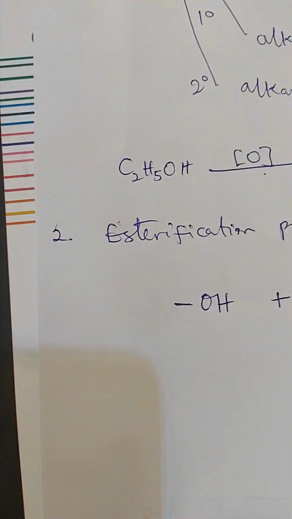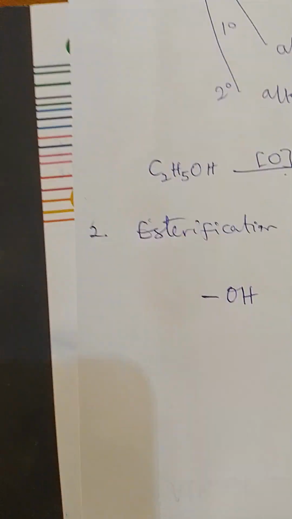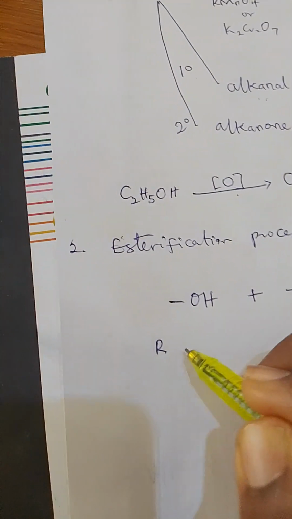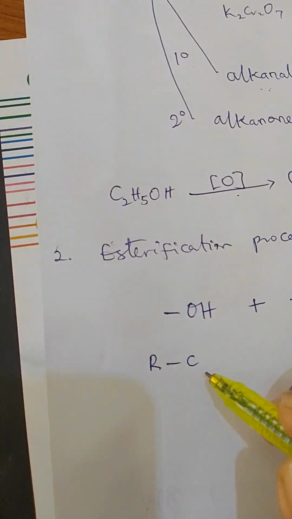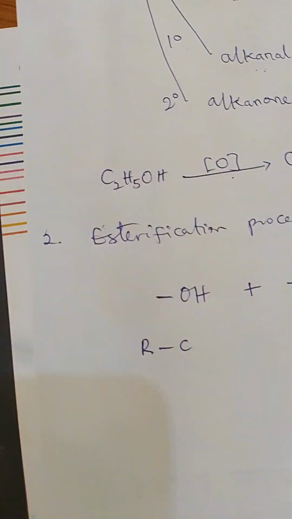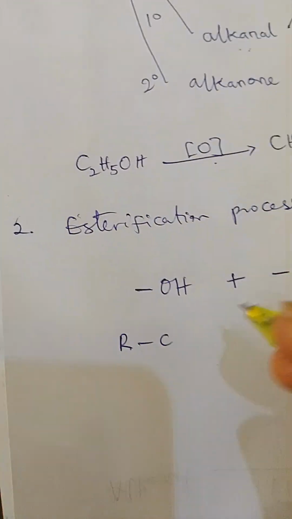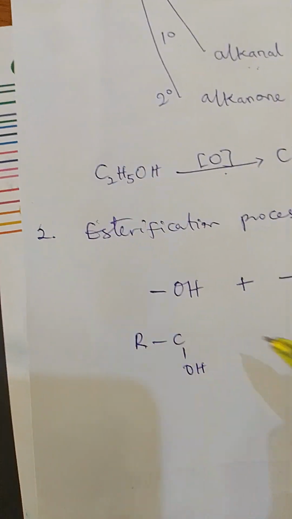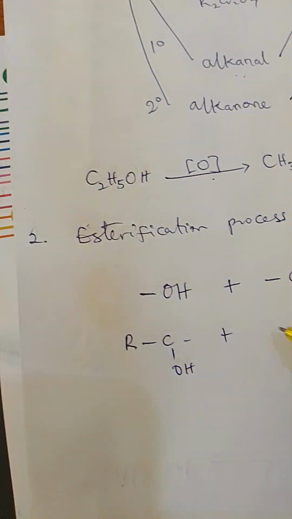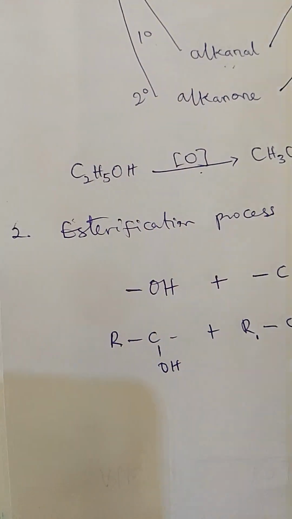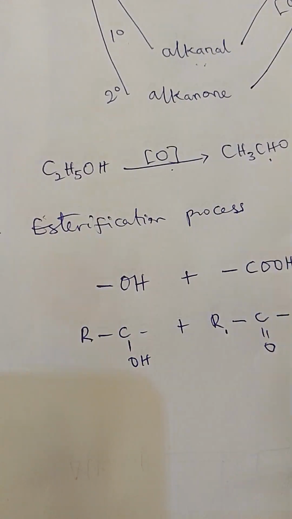Let's give a very good example. Let me give you a skeletal structure of this so that you can understand better. Look at this. This R stands for your alkyl group. I will have a carbon atom that is bearing an OH here, and it reacts with another alkyl group that is bearing a carboxylic acid with this OH.